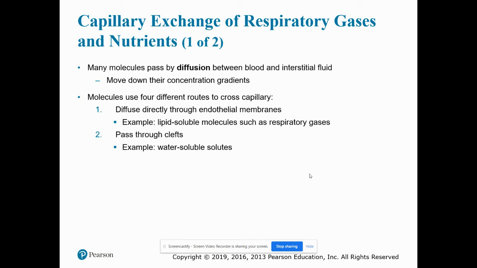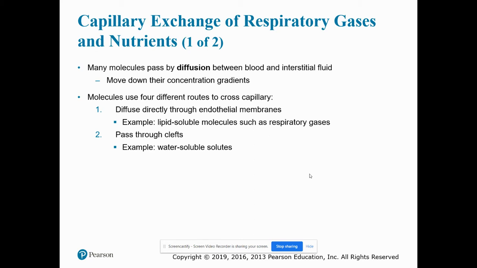Many molecules pass by diffusion between blood and interstitial fluid. They're going to move down their concentration gradients, and molecules use 4 different routes to cross capillaries. They either go directly through endothelial membranes. This would be lipid-soluble molecules like respiratory gases, for example, oxygen, carbon dioxide.